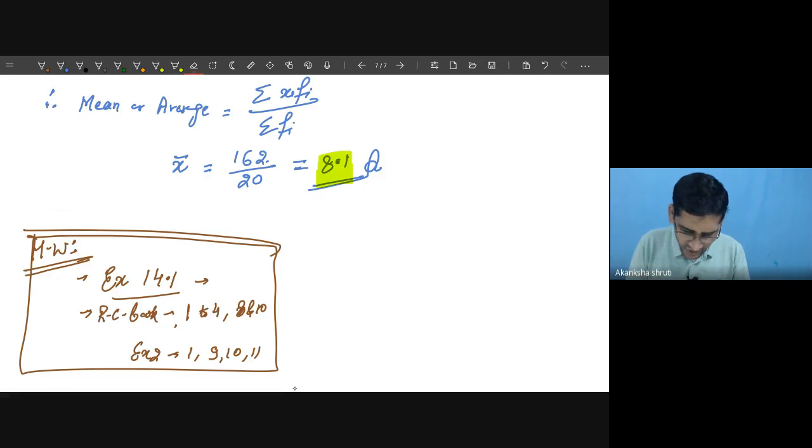Please do not forget to do this, otherwise you will not have good practice and you may not get good marks. So from exercise 1 you have to do question numbers 1 to 4, then 8 and 10, and from exercise 2 you have to do these 4 questions. This is our RC book. So only this much is the homework.